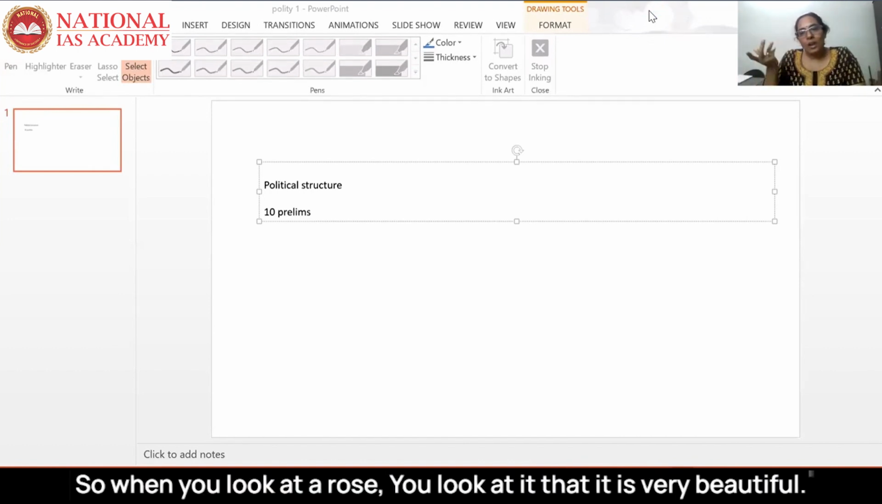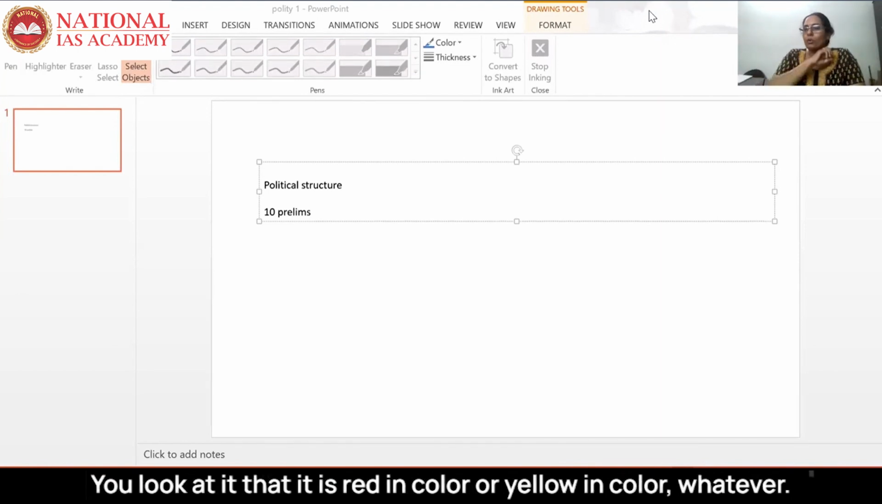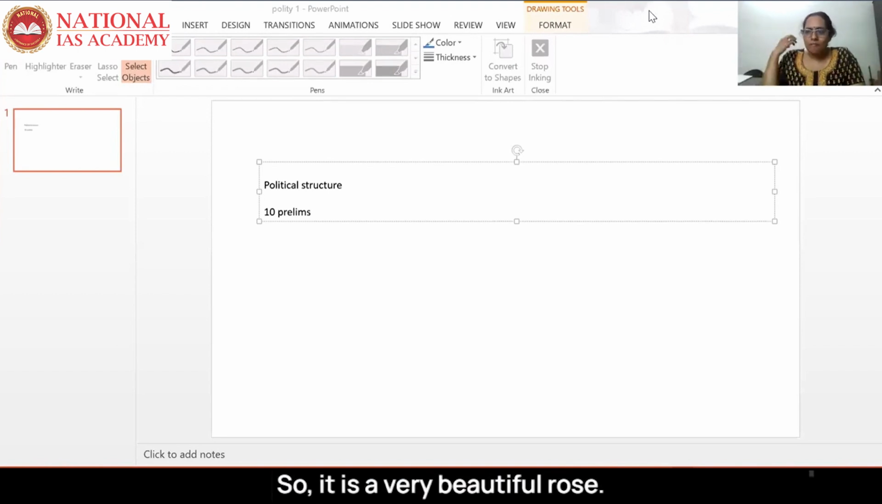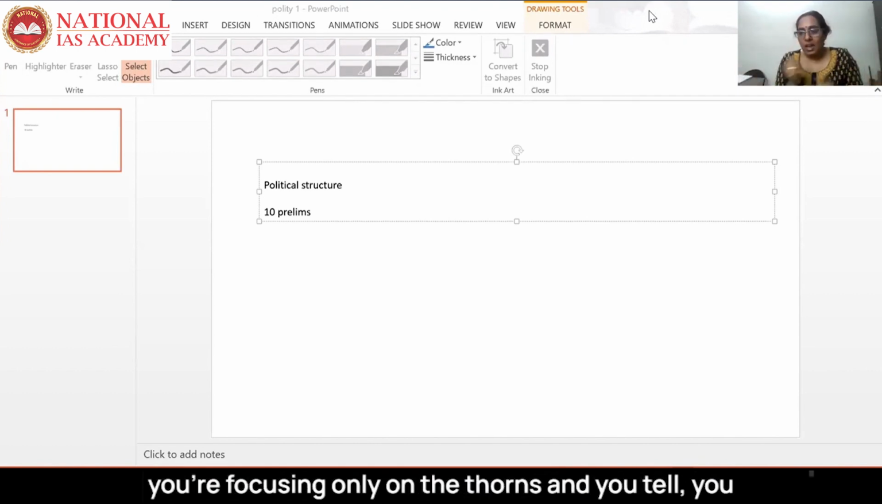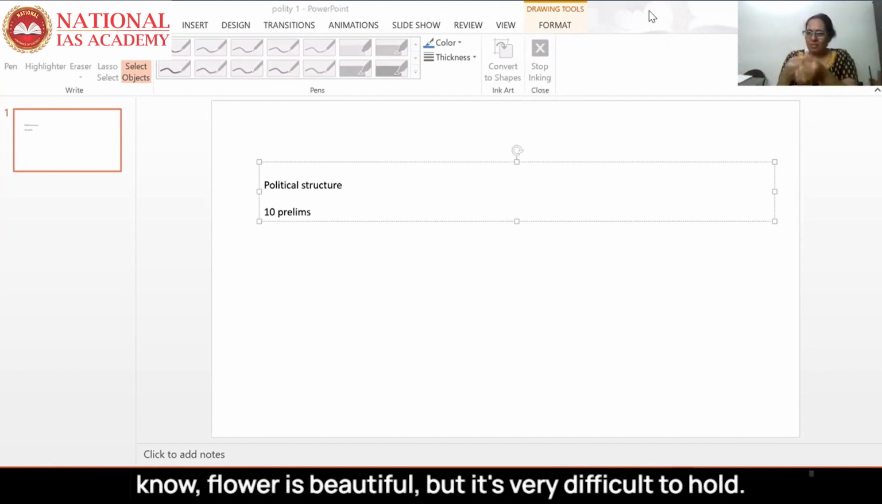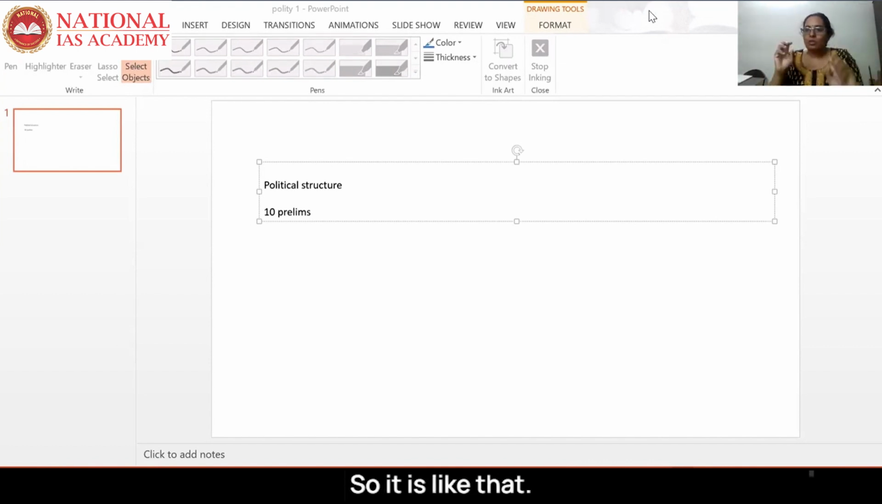Okay, so when you look at a rose, you look at it and see that it is very beautiful. You look at it that it is red in color or yellow in color, whatever. So it is a very beautiful rose. You are looking at it. But next time you look at the rose, you are focusing only on the thorns. And you tell, the flower is beautiful, but very difficult to hold. I don't like it. So it is like that.